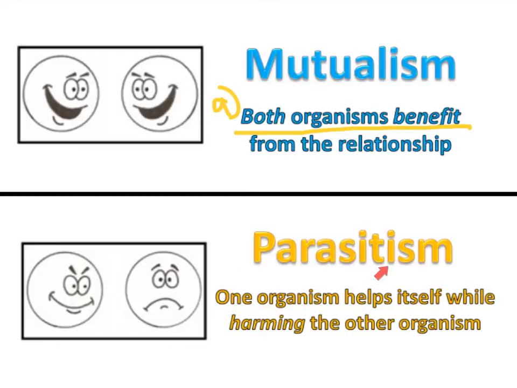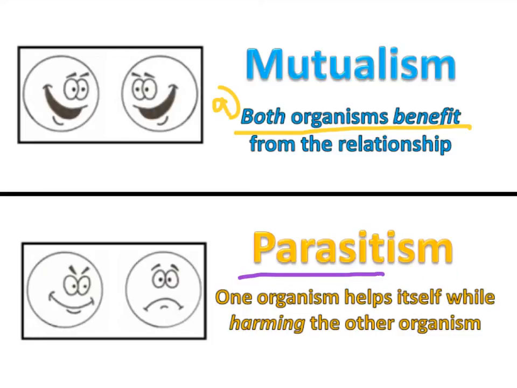As for parasitism, notice if you look at that word, the word parasite is in that word. As you know, parasites are not good. For example, like fleas and ticks. When your dog gets a flea, it starts to scratch itself, it feels uncomfortable, and therefore that dog is sad. So in parasitism, one organism helps itself while harming the other organism. Notice how this face is sad and this face is happy. So that is known as parasitism.